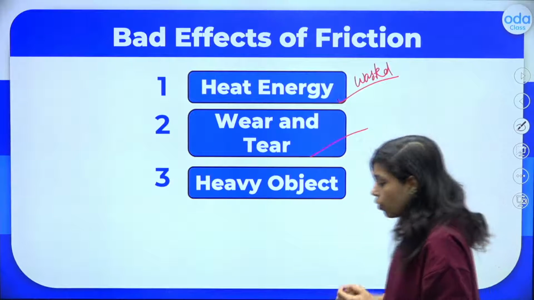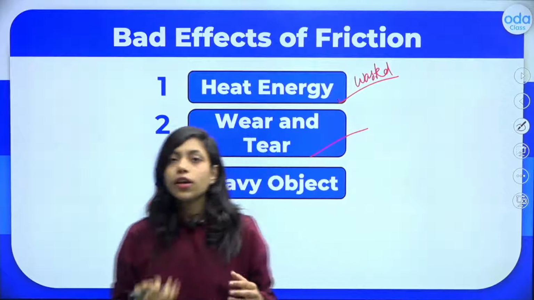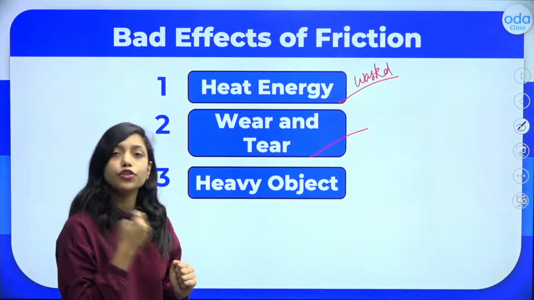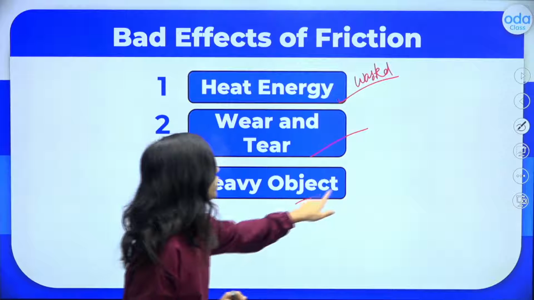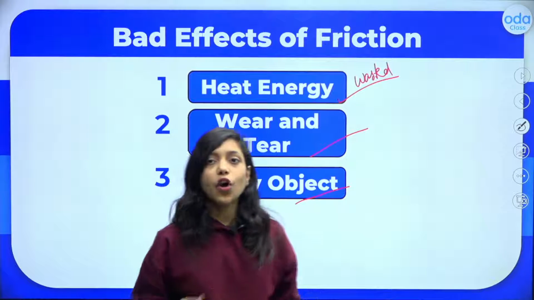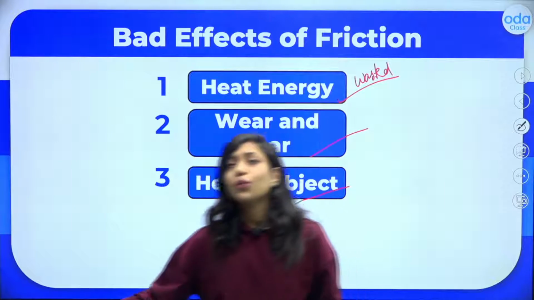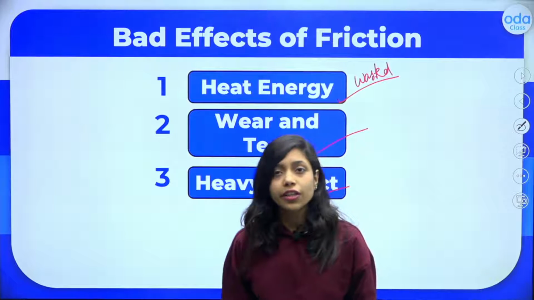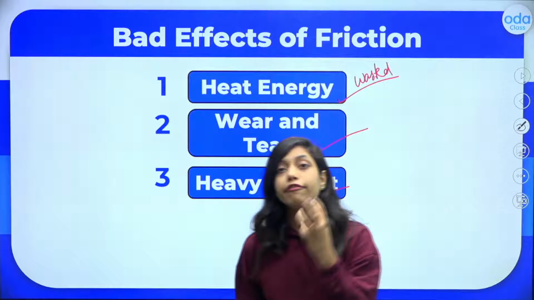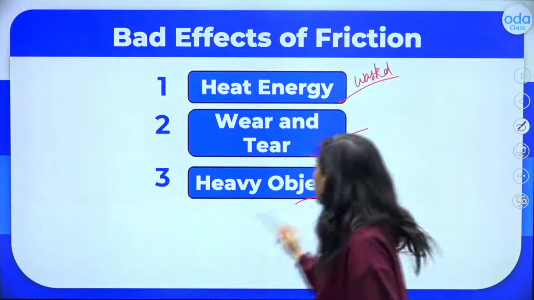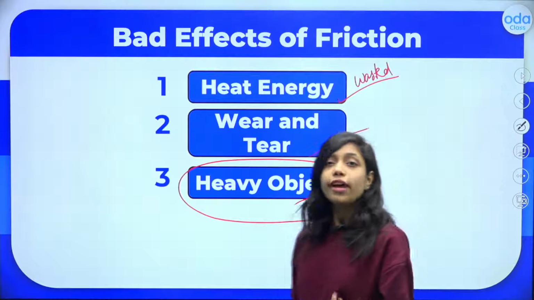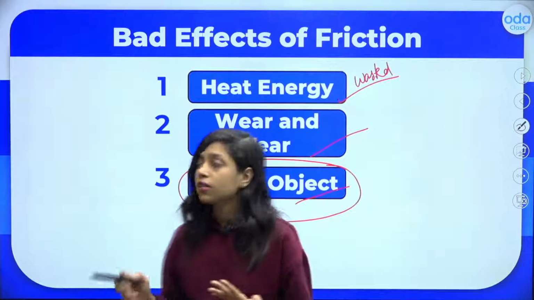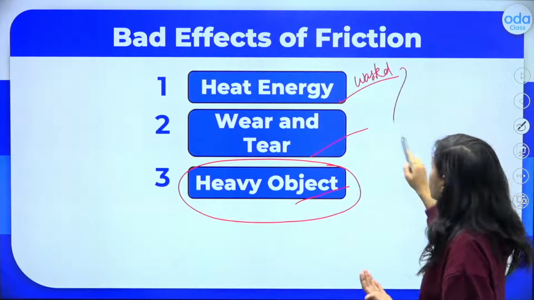Wear and tear. So when you walk continuously, what happens? The sole of your shoes or the slippers will wear and tear. And moving heavy objects is very difficult. You cannot lift or move a heavy desk, but if you apply wheels on it, that is very easy, right? So friction always opposes the motion. You cannot move the heavy object from one place to another. So these are all the bad effects of friction.